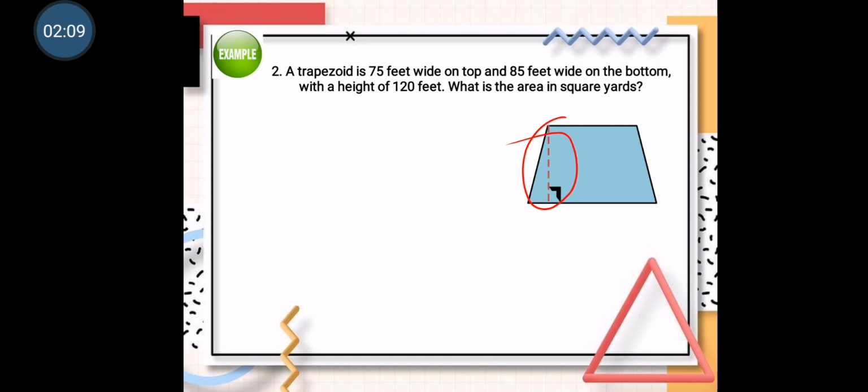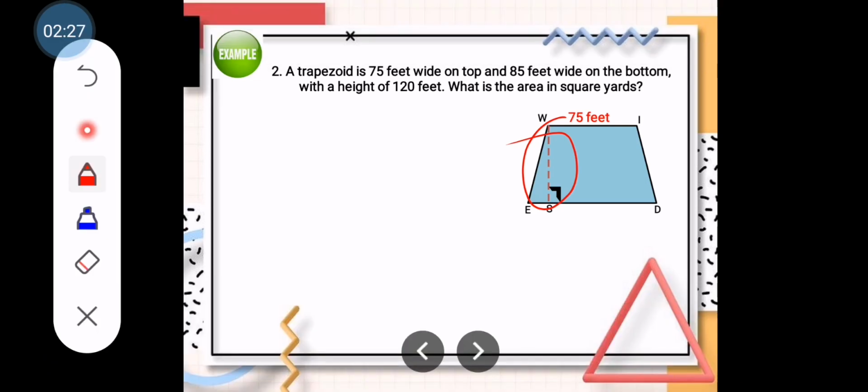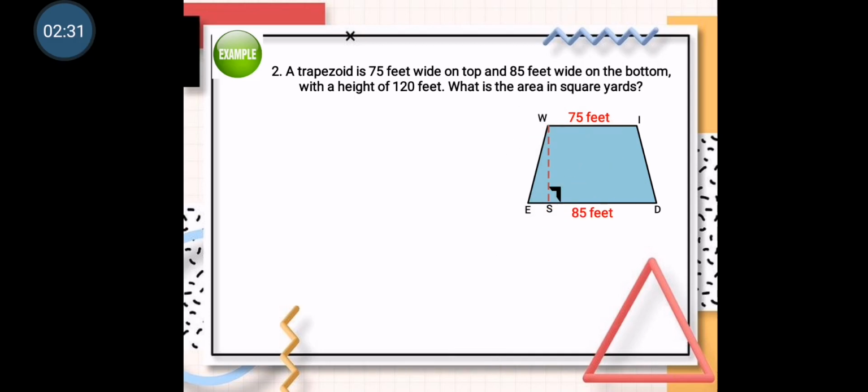So, ito po yung altitude niya, yan, yung height. And then, since perpendicular po ang base and the height or altitude, so therefore, it will form a right angle which measures 90 degrees. So, name natin ang trapezoid as WIDE or wide. Yan. And then, ang upper wide is 75 feet. And the lower wide is 85 feet. At ang height po is 120 feet.